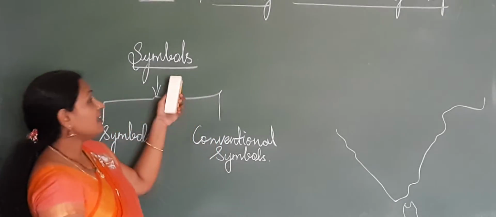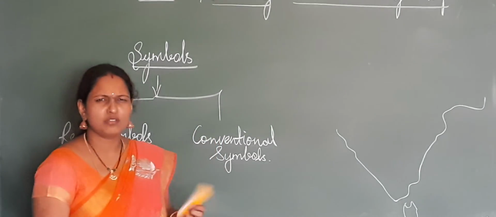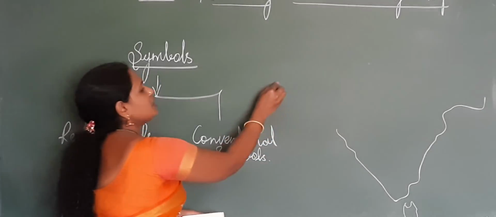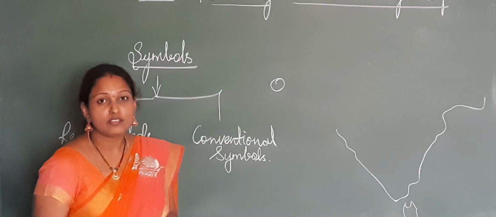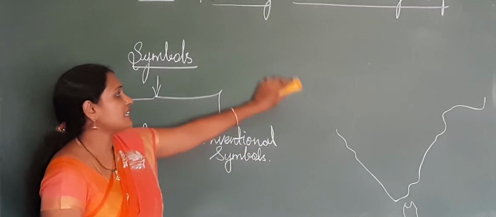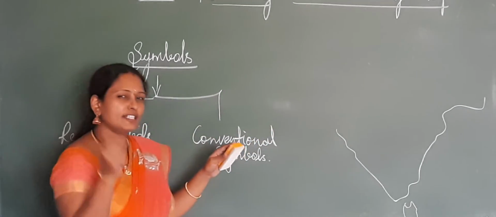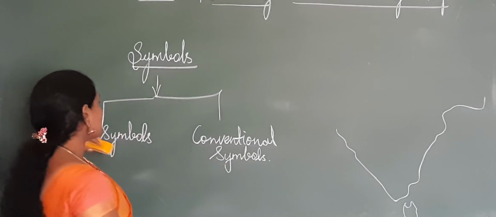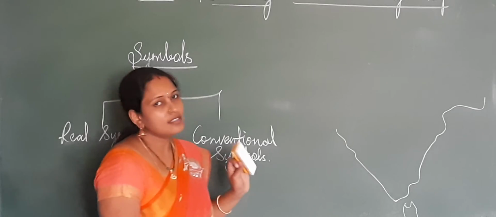So after scale, next you are going to learn about symbols. So what are symbols, children? Whenever you are pointing on a map, you will be using a dot to point a state or capital. So that's all you have learned in the previous classes. But in this class, you will learn a little more. Symbols are also called conventional symbols, and one more name is real symbols.